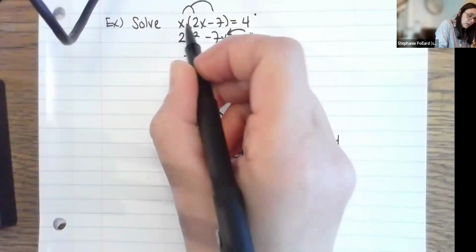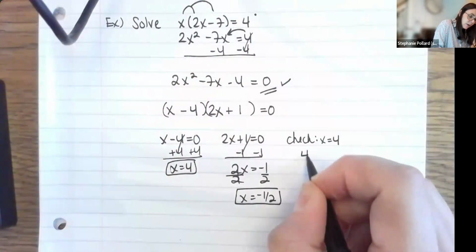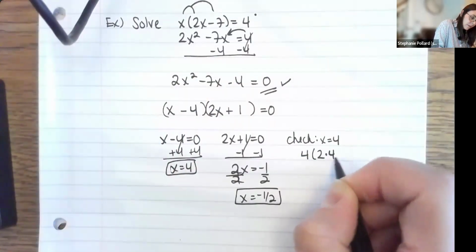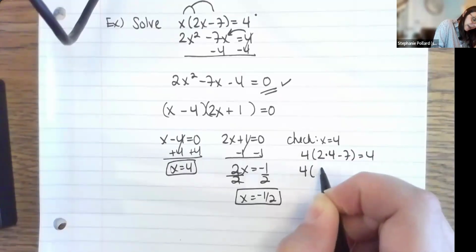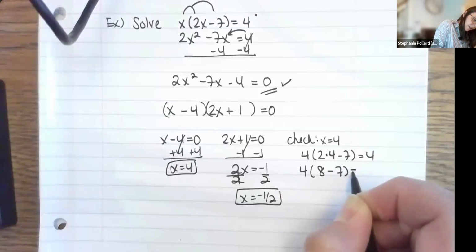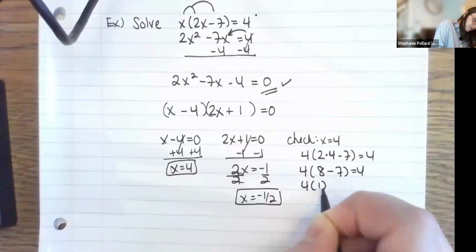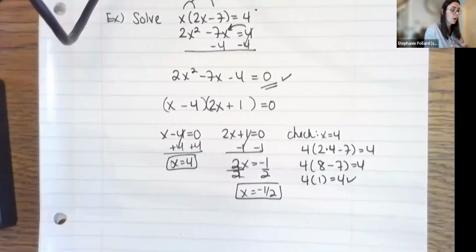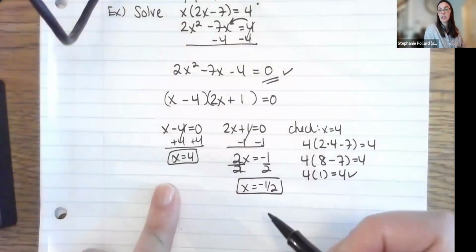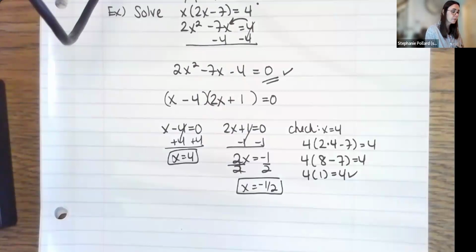So I go back to the original, replace the x with 4. Okay. 2 times 4 is 8. So I get 8 minus 7. And 4 times 1 is 4. That does work out here. So that would be my final answer. Well, both of these would be my final answer. You guys can check -1/2 at home.